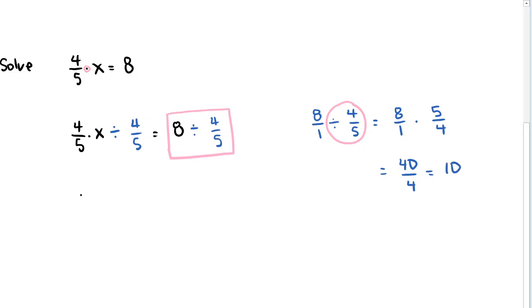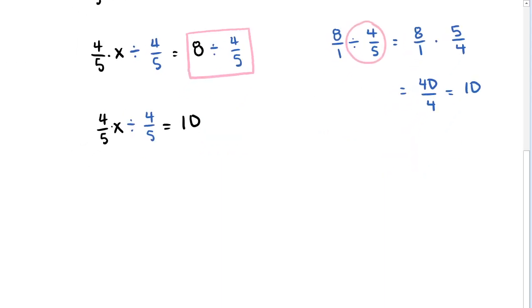Right, so here we're saying that 4 over 5 times x, and then we still have that division by 4 over 5, this is equal to 10. We computed that right-hand side. Well, here, if I have x and I multiply by 4 over 5 and then I divide by 4 over 5, well, multiplying by a number and then dividing by that same number, those undo each other, and I'm just left with x. So x is equal to 10. This is the solution to our equation.